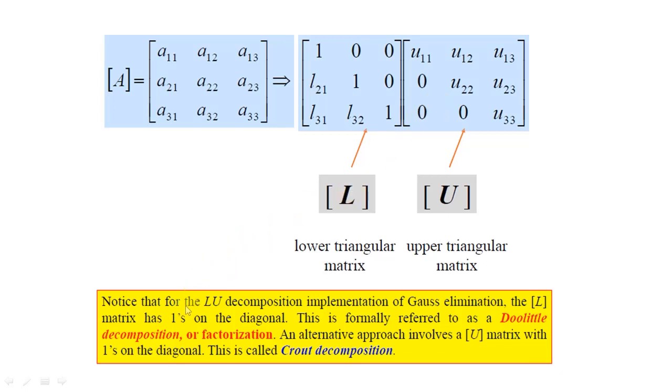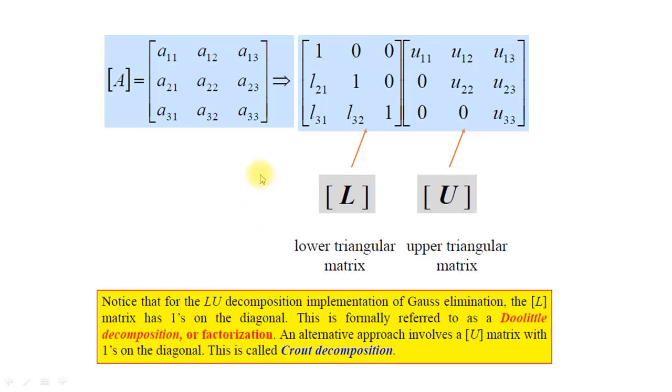But note that for the LU decomposition implementation of Gaussian elimination, the lower triangular matrix has 1 on the diagonal. In this lower triangular matrix, the diagonal has 1, 1, 1. This is formally referred to as the Doolittle decomposition factorization. An alternative approach involves an upper triangular matrix U with ones on the diagonal. This is called Crout's decomposition method.